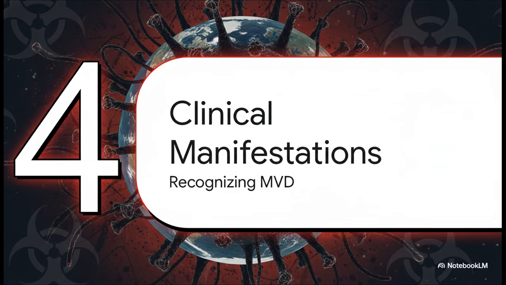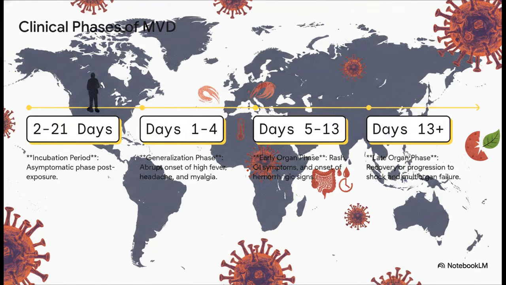Understanding this clinical progression is absolutely key to early suspicion and diagnosis, which can make all the difference. The clinical course of MVD tends to move through these distinct phases. After an incubation period, which can be anywhere from 2 to 21 days, the patient gets hit with this abrupt onset of very nonspecific symptoms: high fever, headache, muscle aches. But around day 5, things progress.